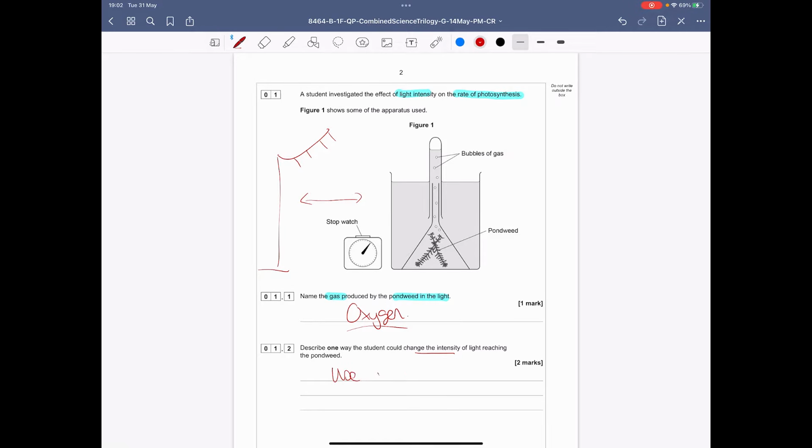You could use a lamp, and then you could change the distance between the lamp and the pondweed.